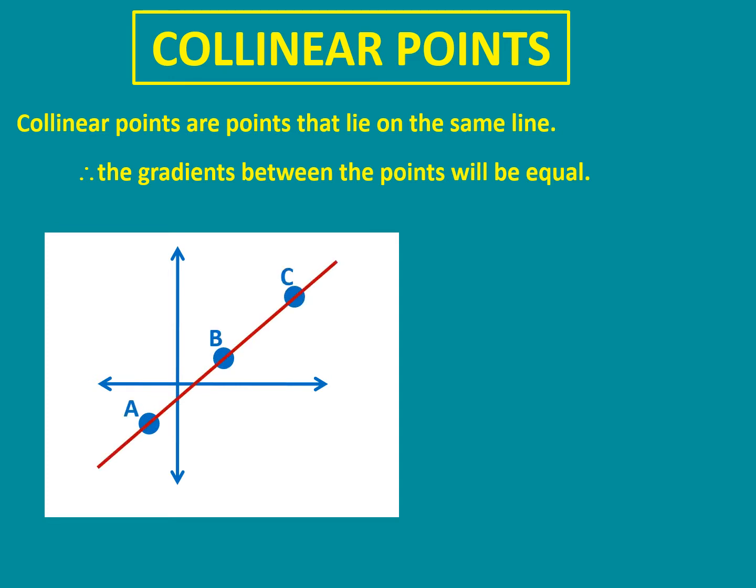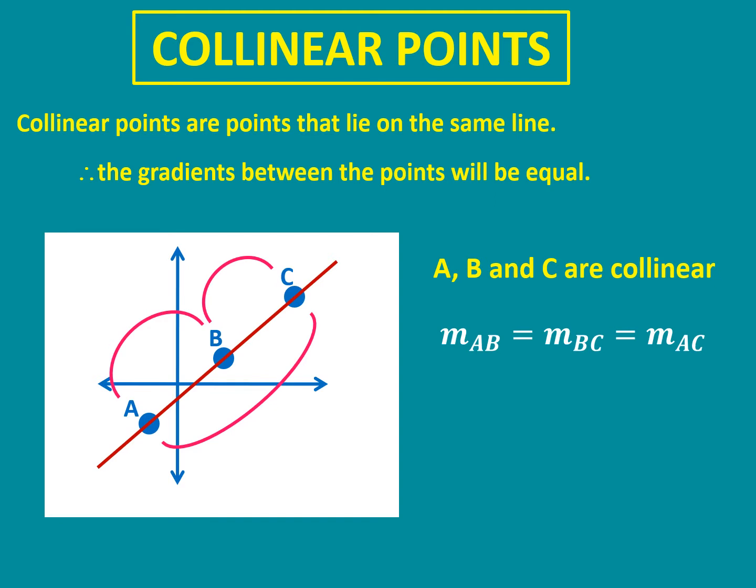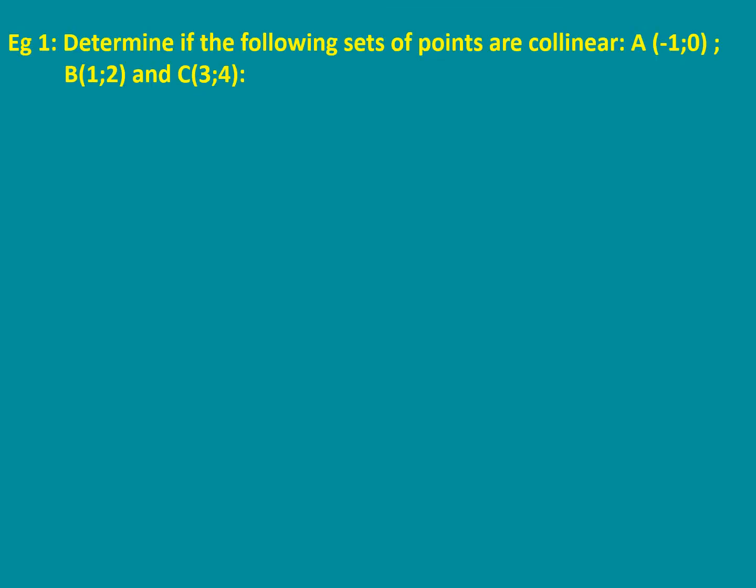If they lie on the same line, the gradient between A and B will be exactly the same as the gradient between B and C, which in turn will be exactly the same as the gradient between A and C. So the gradients between all those points will be the same if the points are collinear. Let's look at two examples. First of all, we want to determine if the following sets of points are collinear.